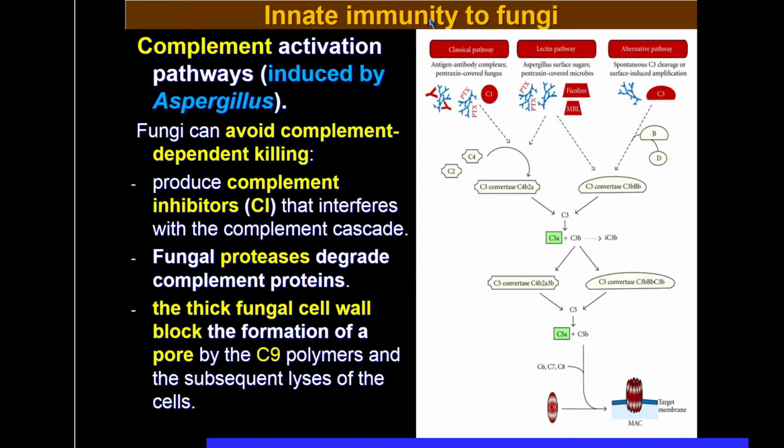Now, innate immunity to fungi, of course, consists of many components. Here you see complement activation by Aspergillus organism, but many fungi may neutralize complement activation because they may produce complement inhibitors. Fungi may secrete proteases that degrade such complement proteins as C3b, C5b, or C9, and this way neutralize the complement activation system.